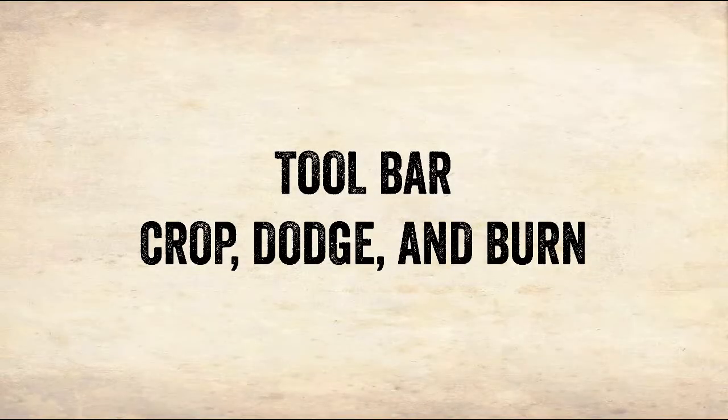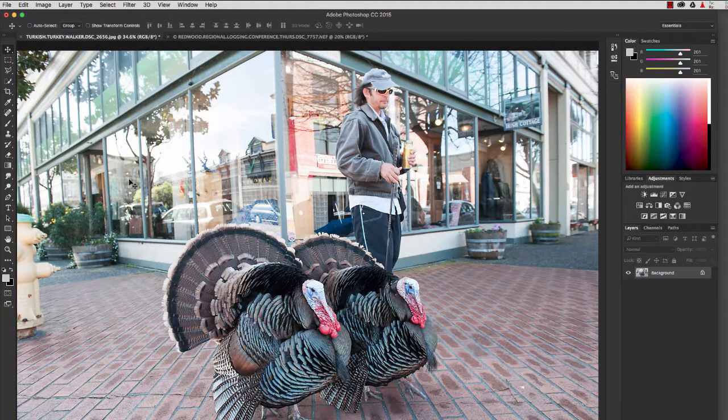In this tutorial, we'll take a look at tools from the toolbar that we'll be using, the main ones being the crop tool, the dodge tool, and the burn tool. Go ahead and open the image of Turkish the turkey walker for the first part of this, which will be the crop tool. It's rare that you'll take an image that doesn't require any sort of cropping.